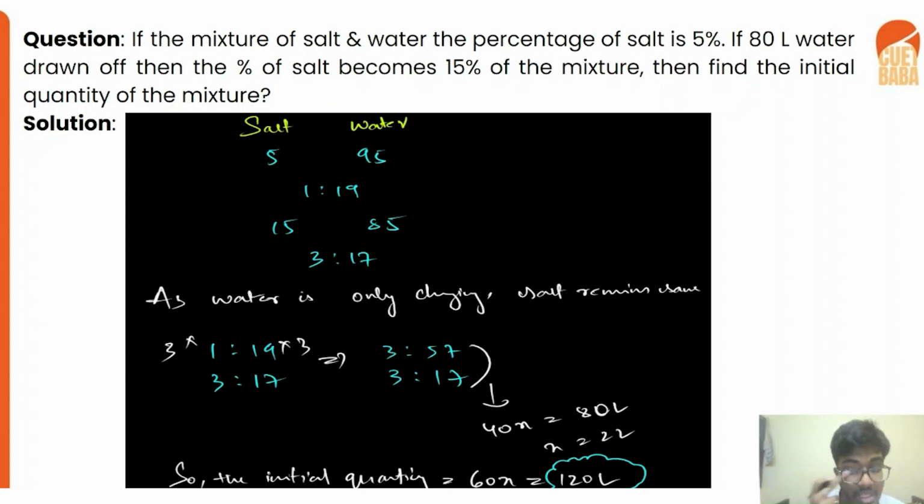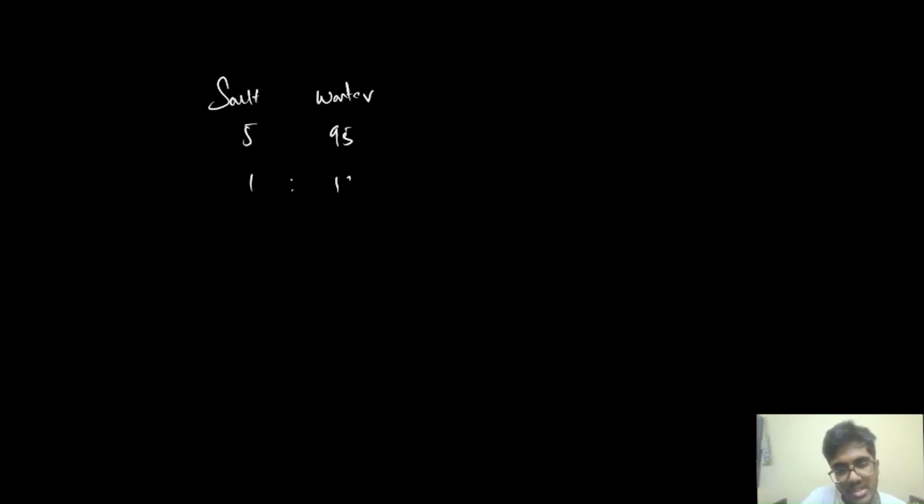That is the question. Okay, so it's very simple. All these are similar sorts of questions. So what is the original salt to water? Originally it is 5 and it is 95. So this salt to water is 1:19, isn't it? And now afterwards what happened? After 80 liters of water has been drawn off, the percentage is 15% salt and 85% water. So this is basically nothing but 3:17. Okay, so 1:19 is the first case, 3:17 the second case.